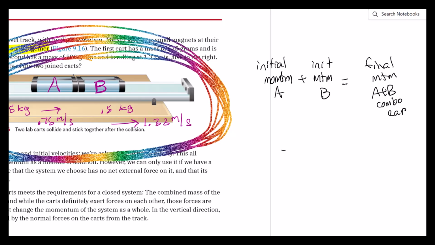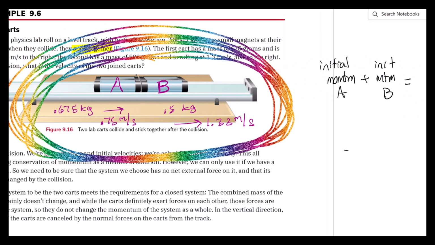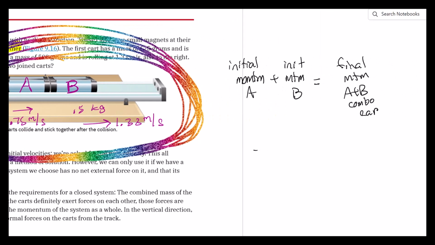I don't know if that's helpful. Okay, so the initial momentum of A is 0.675 kilograms, and this is all going to be... I can do the linear conservation in the x direction if you want to write it like that. Like if you want to do it like we were doing the forces, I sometimes will do it like that: what's the sum of the linear momentum in the x direction?